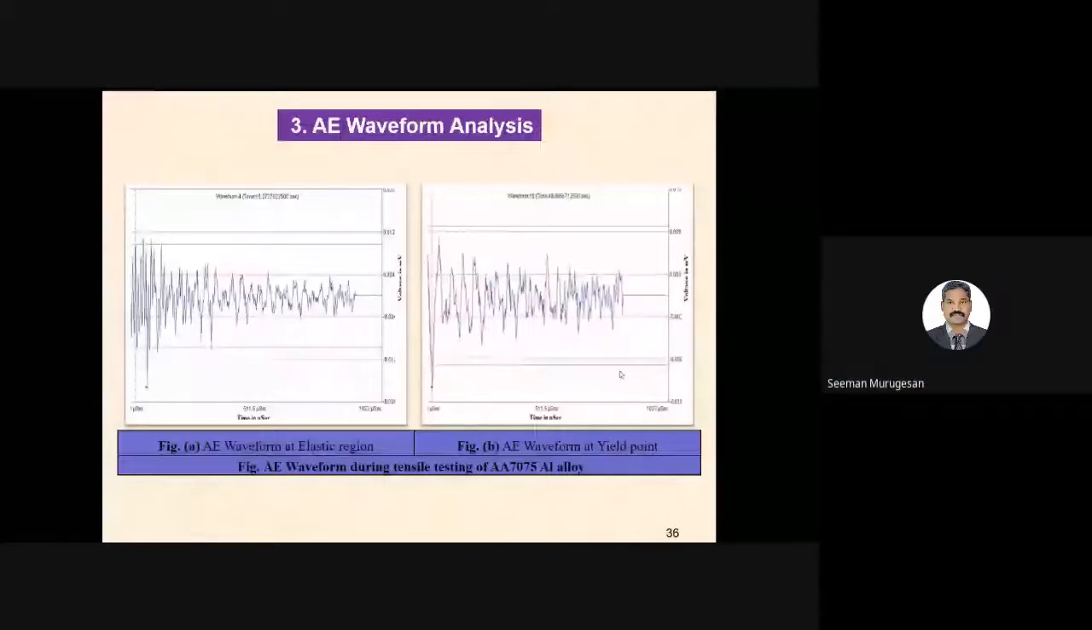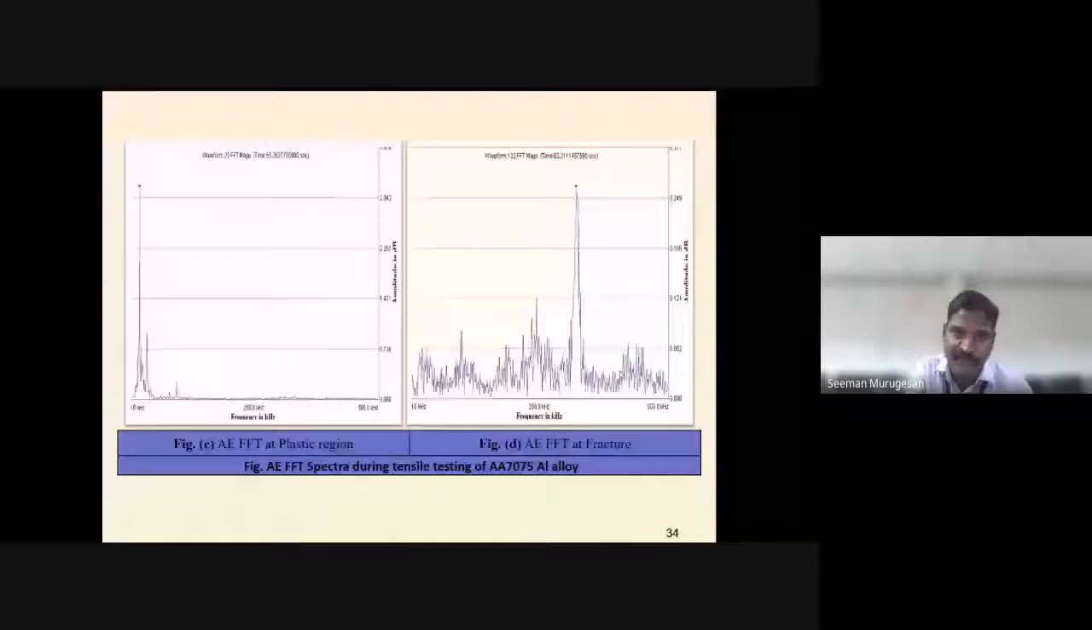The second one is FFT analysis. The third one is AE waveform analysis. We capture the AE waveform with the corresponding FFT. For example, an FFT captured at 63 seconds will be 15... 0.99. At the same FFT, I capture the AE waveform.